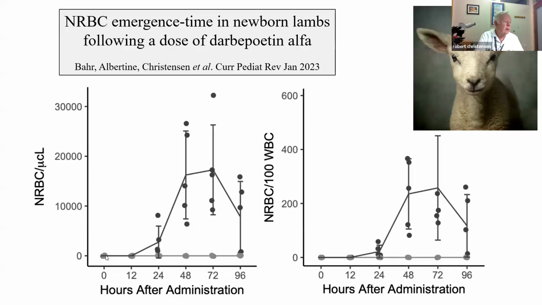Following the administration of the darbepoetin, which is long-acting erythropoietin, it took 24 hours before the nucleated red cell count started to go up, and it plateaued somewhere between 48 and 72 hours before it started to come back down. The same was true whether measured that way or as nucleated red cells per 100 white cells. There was some statistically significant but small increase by 24 hours, but 48 and 72 hours is where it peaked.